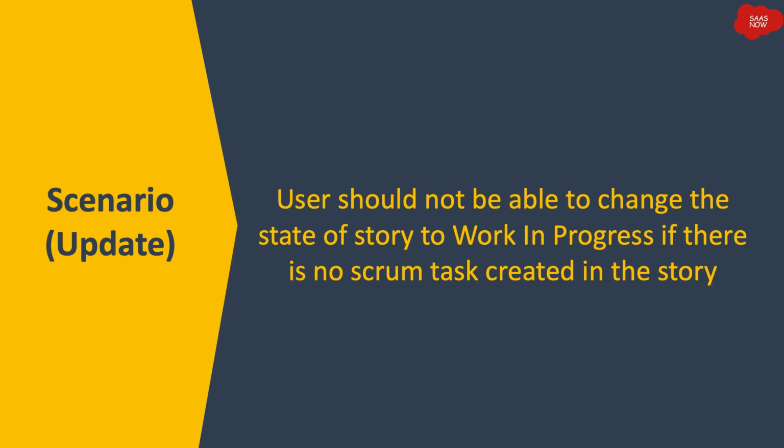That means before update, and the scenario is users should not be able to change the state of a story to work in progress if there is no Scrum task created in the story. So if there is already an opened or created story, and the user is trying to change the state to work in progress, but there is no Scrum task attached to that story, then users should not be able to change the state to work in progress. How can we do that?